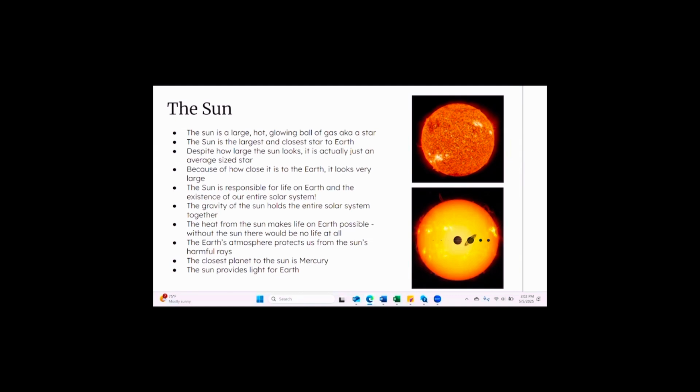The sun is responsible for life on Earth and the existence of our entire solar system. The gravity from the sun actually holds the entire solar system together, and the heat from the sun makes life on Earth possible. Without the sun, we would not have life at all. And this is where Earth's atmosphere comes into play. The Earth's atmosphere protects us from the sun's harmful rays. The closest planet to the sun is Mercury, and the sun also provides light for Earth.